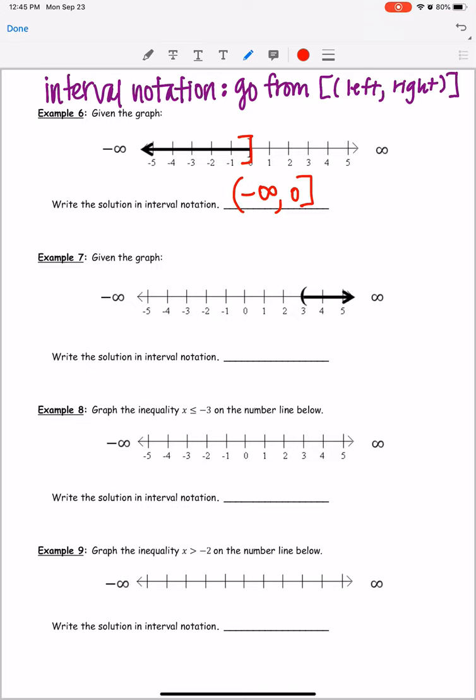Same thing on 7. Go from left to right. Where is this starting? It's starting right here at 3. You have nothing before 3, not 2, not 1, not 0, nothing shaded before. It's starting at 3. And because this has a parenthesis, this has a parenthesis as well. It matches the graph. And then it's going to keep going. You get an arrow. What's that arrow pointing to? Infinity. So it goes to infinity, and infinity always has a parenthesis.